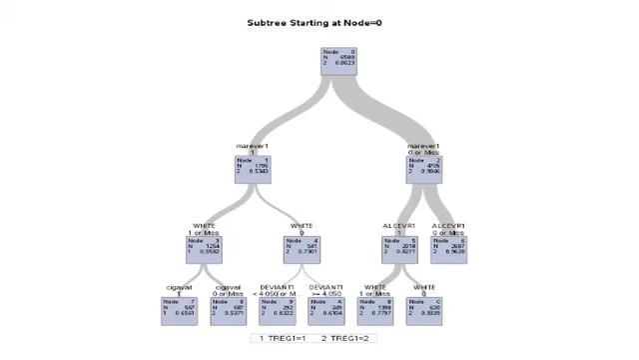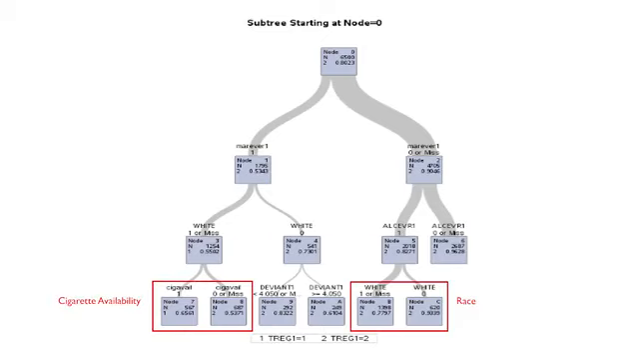By adding this missing data option and running my program, the result is again a similar tree, but this time with new splits on cigarette availability and race. The take-home message from these examples is that it's important to remember that small changes in the data can result in somewhat different or even very different decision trees.